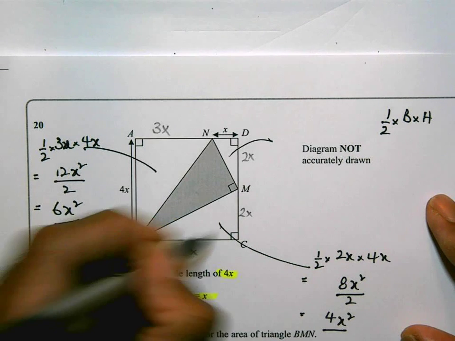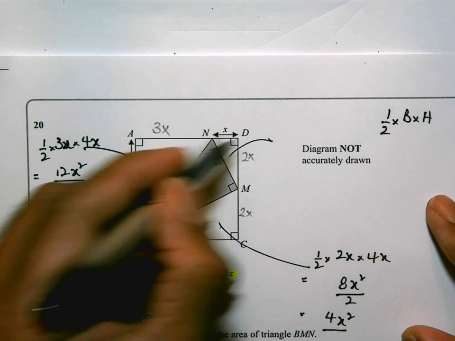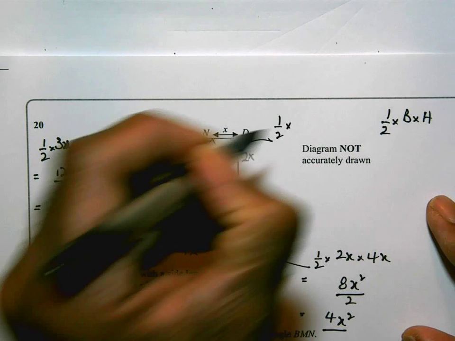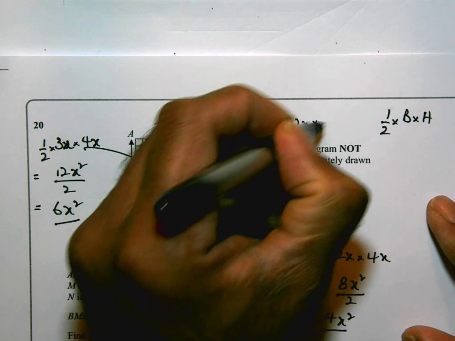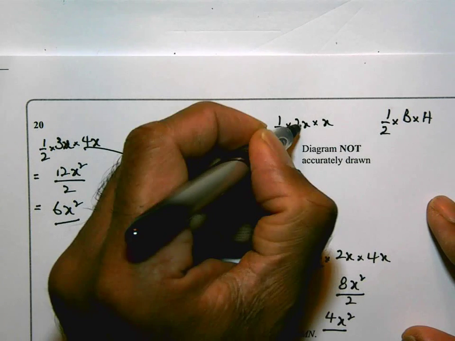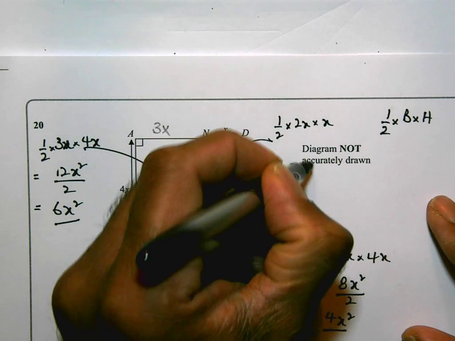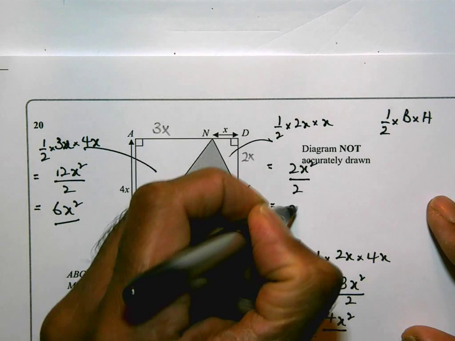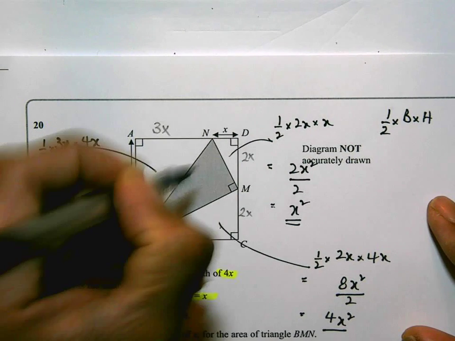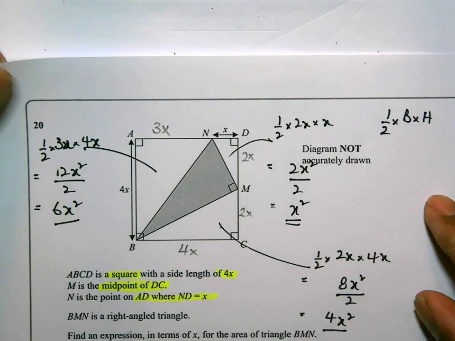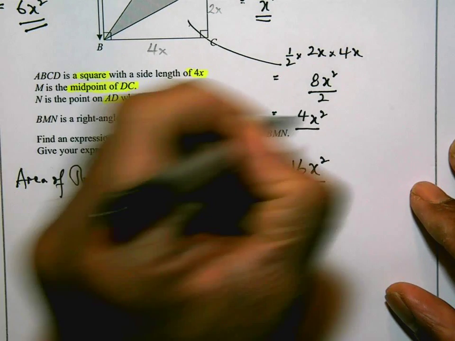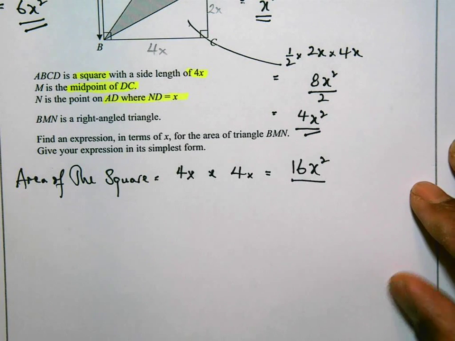And this one at the top here is, again, same technique. Half times 2x times x. 2x times x is 2x squared. Divide that by 2, and that's going to give you x squared. So that's the area of that small triangle up at the top there. Okay, so if I double underline each of my areas, there are those three.